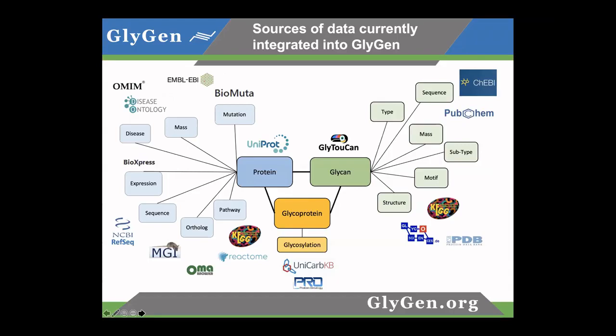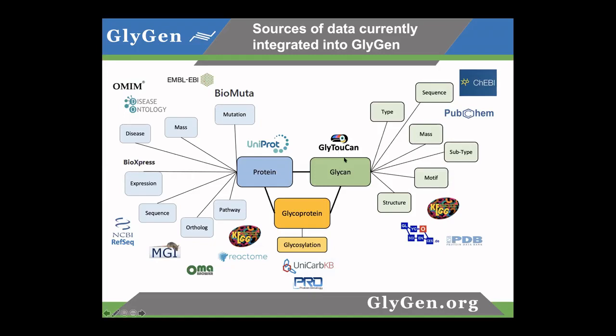So GlyGen at its core describes proteins, glycans, and glycans on proteins, glycoproteins. For each of these core 3 data domains, there is data behind that that describes, for instance, proteins, the mass of the protein, the diseases that it might be involved in, where it's expressed, the sequence of the protein. All these sorts of data come from other resources and are brought together in GlyGen.